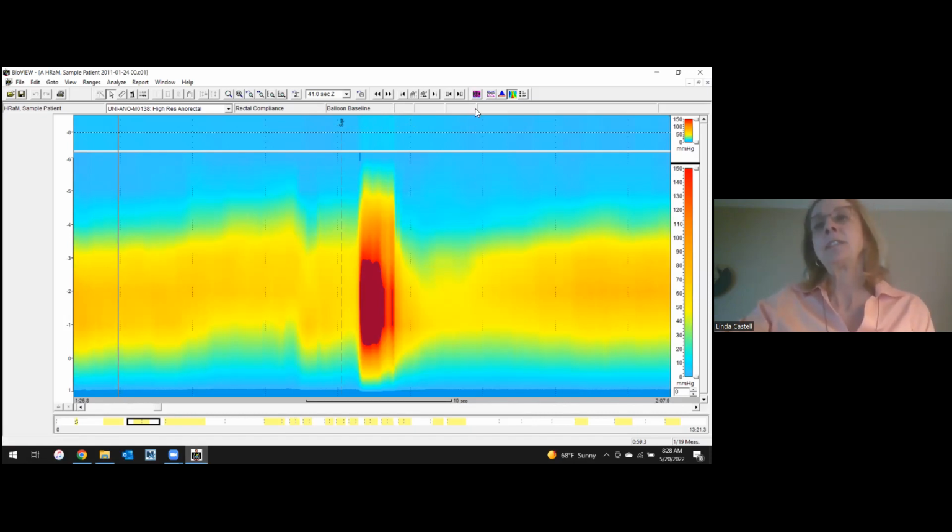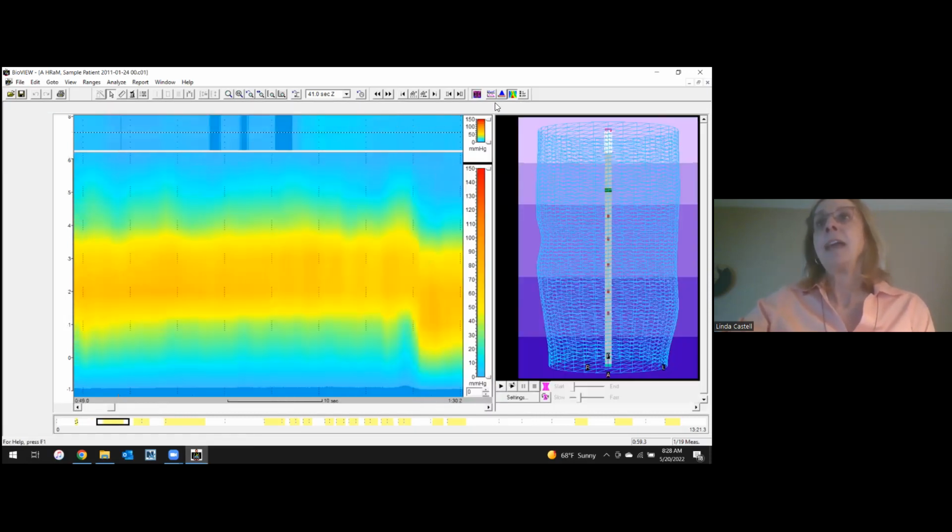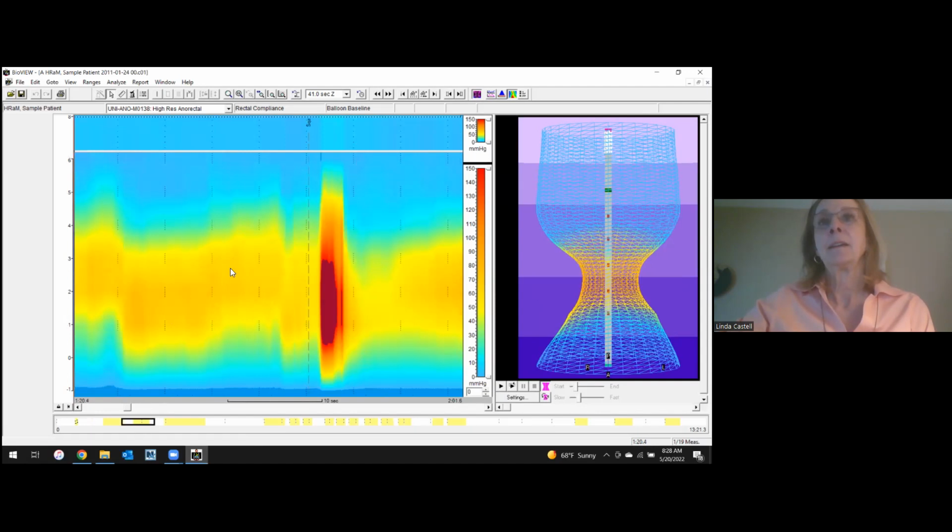A really nice feature is something called sync view. There's an icon here that looks like purple and pink. If I click on that, that's going to give me a two-dimensional look at the sphincter. At the very bottom, that's a sensor outside the body, so we don't have very much pressure. In the middle, this little narrow area is our anal canal, and everything above it is the rectum. It almost looks like an hourglass. The tight area in the middle is the sphincter.